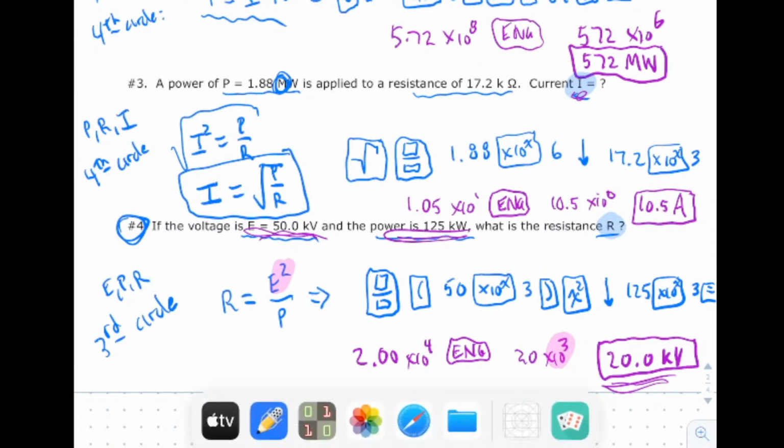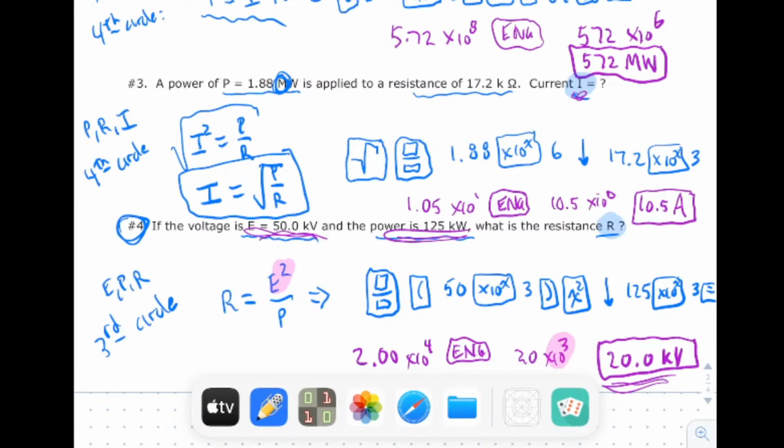Okay, I think I'm at the end. Yep, at the end. Let's turn this off.